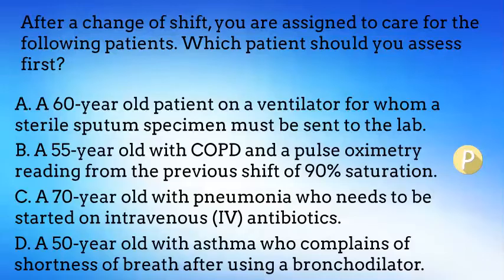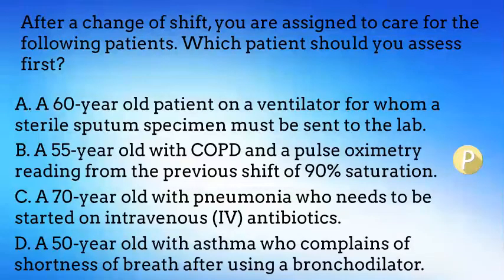Let's take a look at option C, a 70-year-old with pneumonia who needs to be started on intravenous or IV antibiotics. This is another one that's going to fall under safety. Typically, we want to get antibiotics started within an hour of ordering them after we get any necessary cultures that we need. So, thus far, option B will remain our priority. Option D, a 50-year-old with asthma who complains of shortness of breath after using a bronchodilator. Okay, this is definitely physiologic. So let's go through our ABCDs.